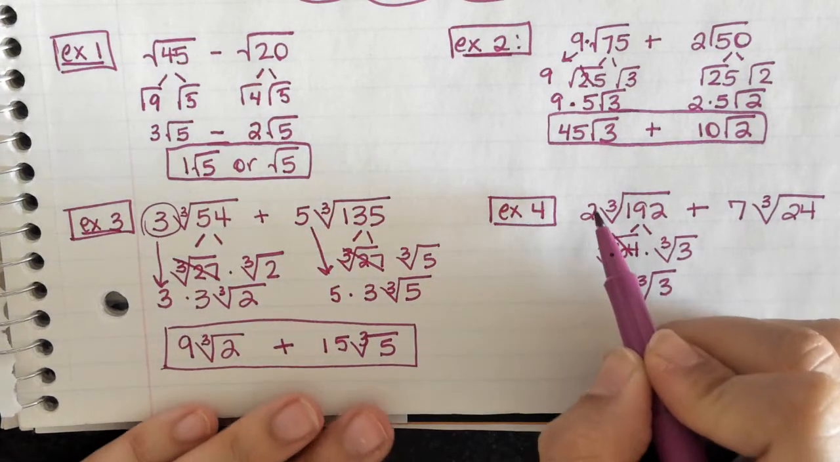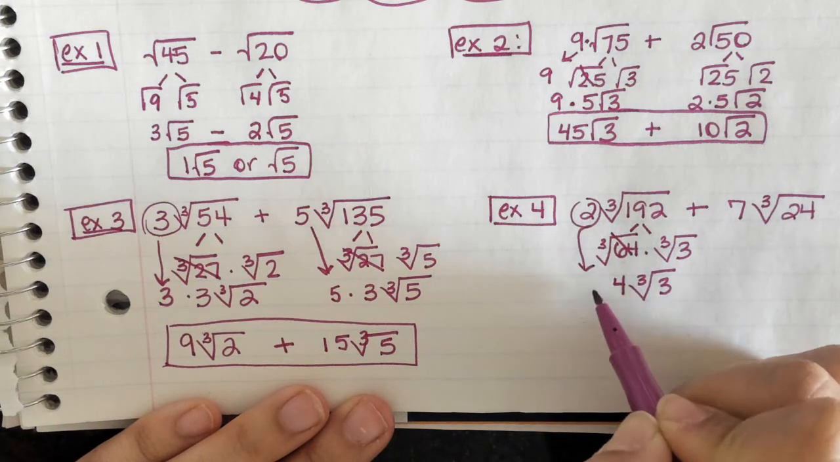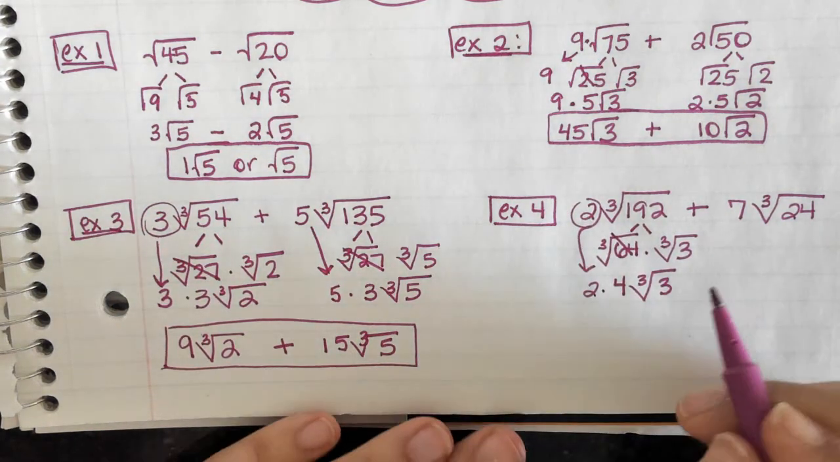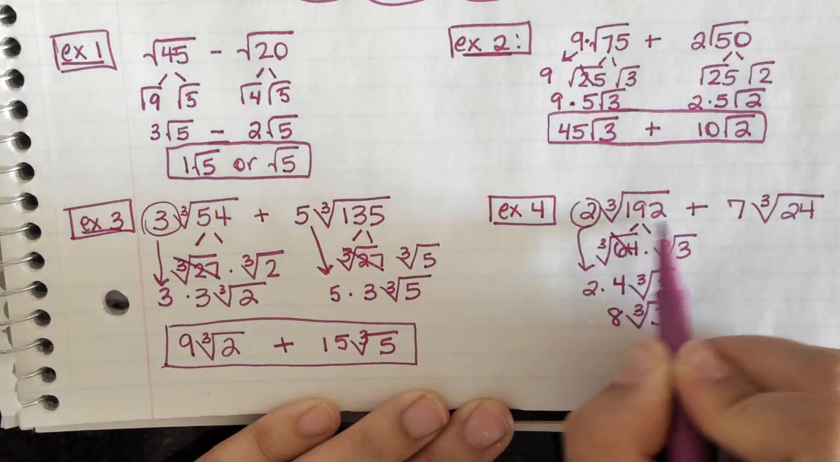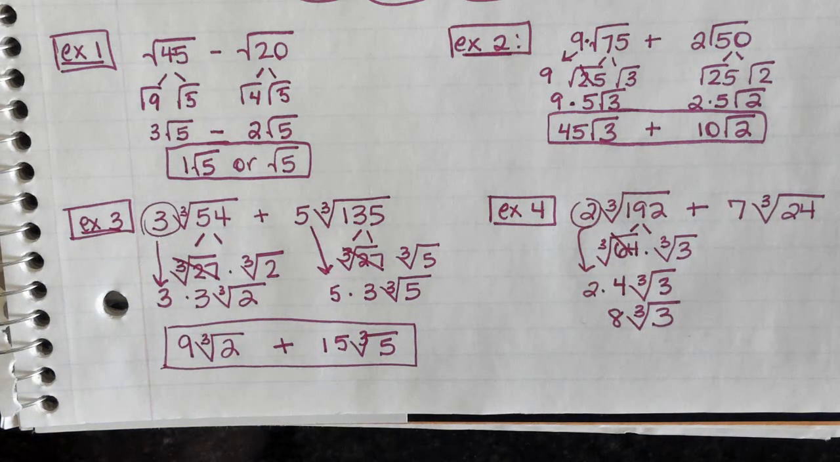And let's not forget this 2. I'm going to bring that down as well. 2 times 4 is 8. So I just simplified this whole thing to 8 times the cube root of 3.